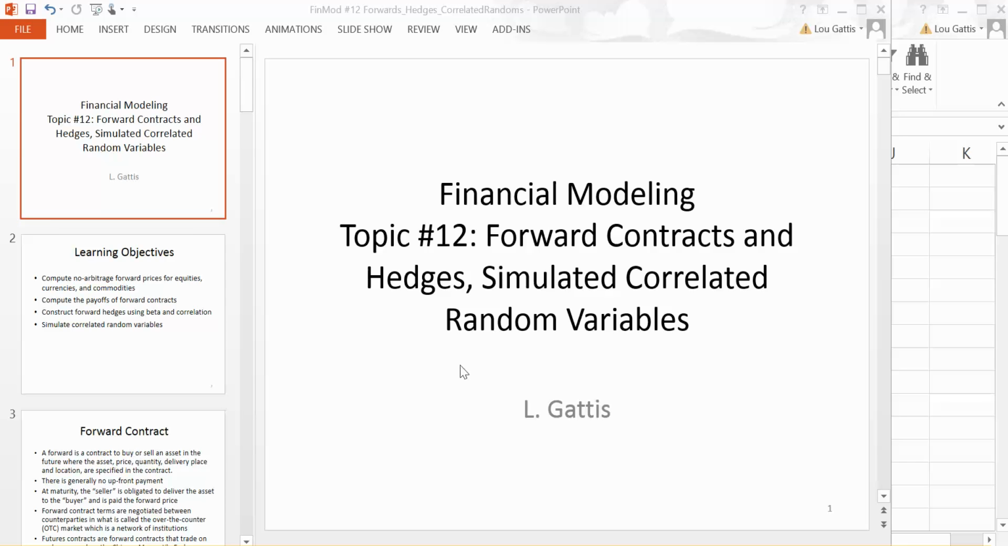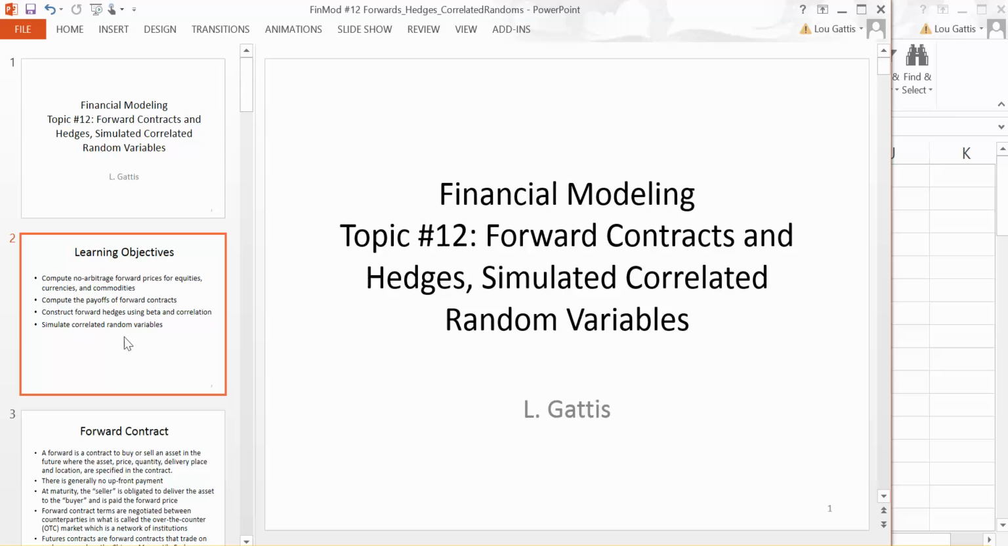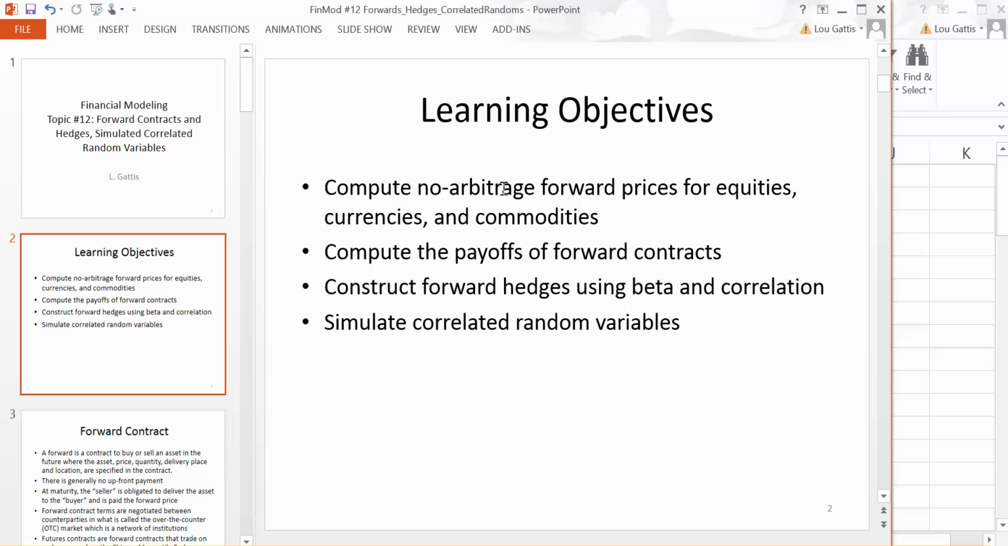Financial modeling, topic 12, forward contracts and hedges, and simulated correlated random variables. In this topic, we're going to compute no arbitrage forward prices for equities, currencies, and other commodities, compute forward payoffs, construct forward hedges using beta and correlation, and simulate correlated random variables.